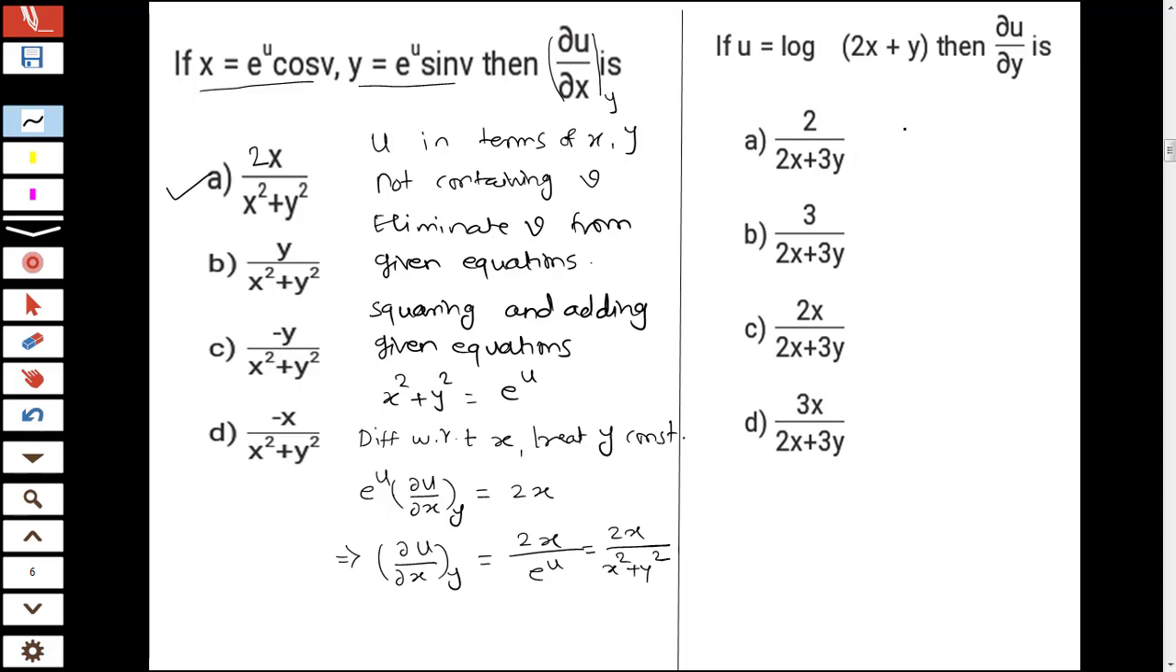Here, directly you have to take the derivative. There is no question of expressing or elimination. Directly we have ∂u/∂y. So put x as a constant. It is the basic formula of log, it is 1 upon 2x plus y, and the derivative of 2x plus y is 1. The answer will be 1 upon 2x plus y. So ∂u/∂y is equal to 1 upon 2x plus y.